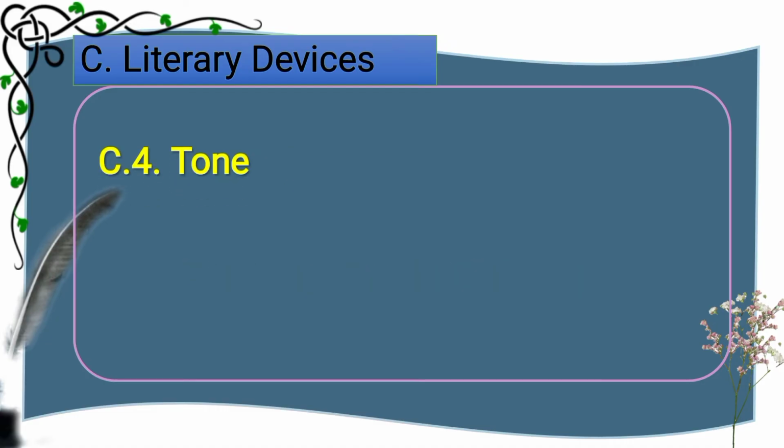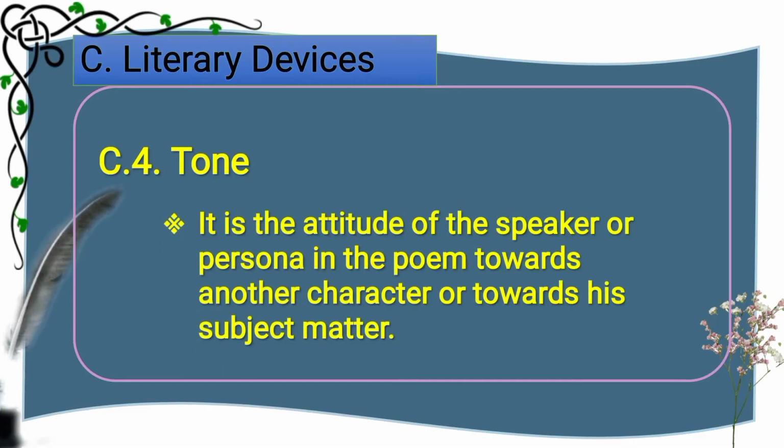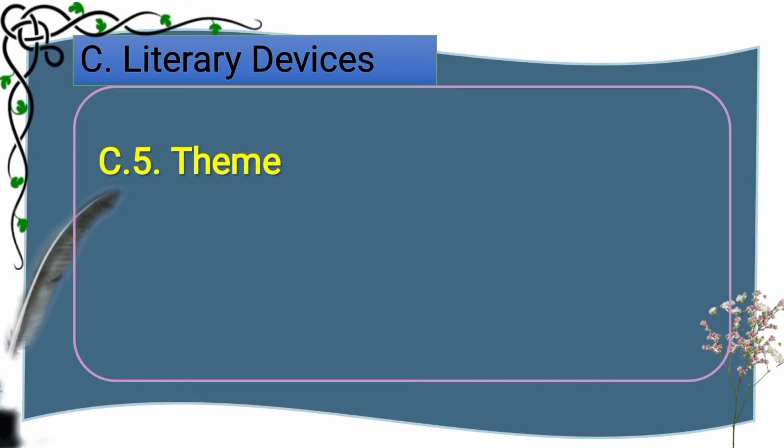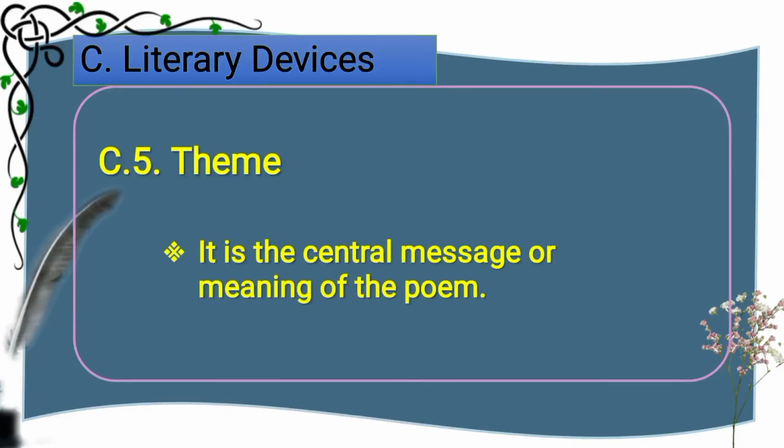Next is the tone. It is the attitude of the speaker or persona in the poem towards another character or towards his subject matter. It also depends on the mood of the speaker or the persona. Next is the theme. The theme is the central message or meaning of the poem, the truth about life revealed or enlightened in the poem. So, that's all the different elements of poetry.